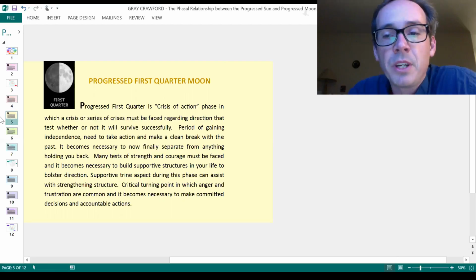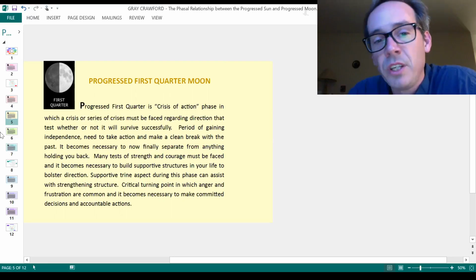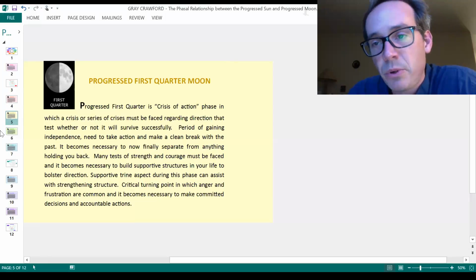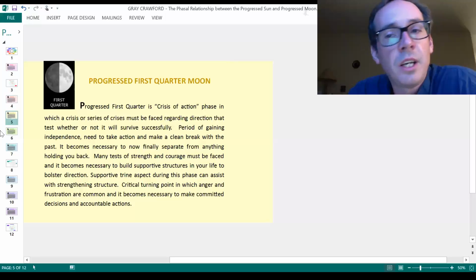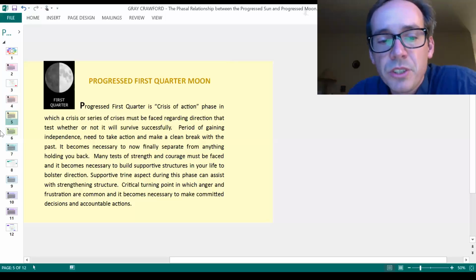And so it's also a period of really taking action. Somebody in this phase really has to make sure they're taking action and taking care of things. You can't just be ignoring things and letting go of everything. You need to really be building things and developing things. So it's also a period of gaining independence. You're going to have to, at points, make a clean break from things of the past. For example, it was difficult for me with my family, but it was clear that relationship had to actually end. Many tests of strength and courage must be faced. It becomes necessary to build supportive structures in your life.